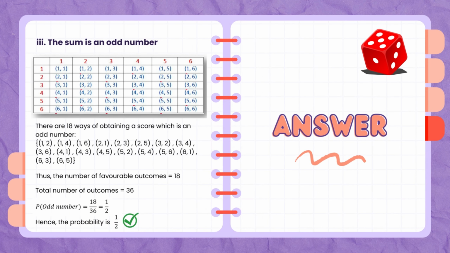Moving to the last question: what is the probability that the sum is an odd number? To answer this question, we do the same way we did before. There are 18 ways of obtaining a score which is an odd number. Here is a listing of the possibilities. Thus, the number of favorable outcomes is equal to 18. The total number of outcomes is equal to 36. So we got the probability that the sum is an odd number is equal to 18 over 36, which is equal to 1 over 2. Hence, the probability is 1 over 2.